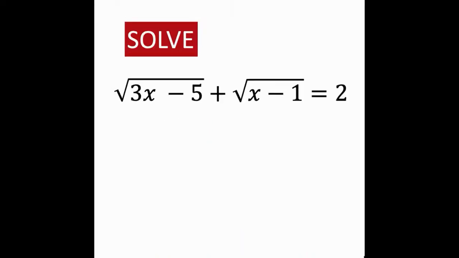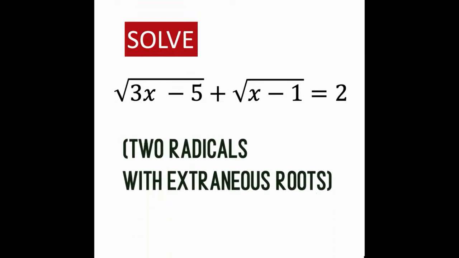Solve this radical equation: the square root of 3x minus 5 plus the square root of x minus 1 is equal to 2. This problem is considered hard because, number one, there are two radical expressions here. And number two, this is the type of radical equation that has an extra root. So let's do this together.